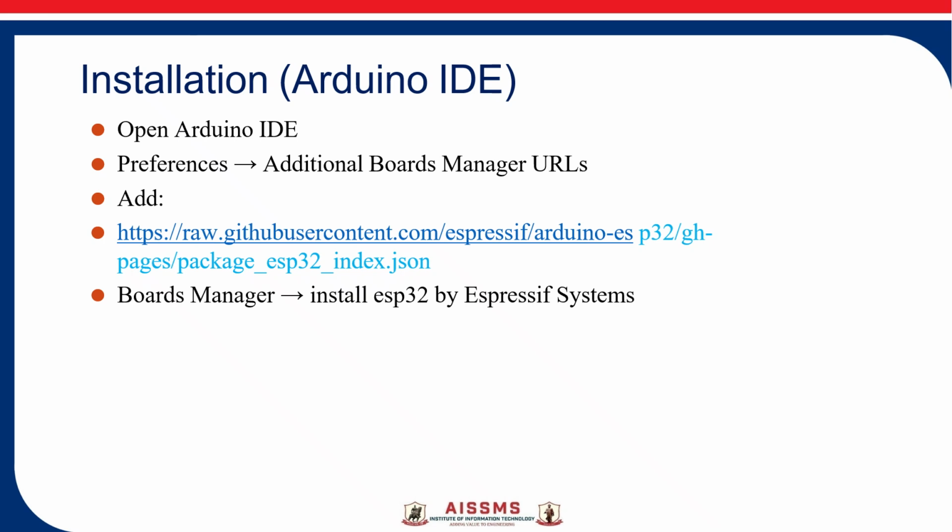Open Arduino IDE, then go to Preferences, Additional Boards Manager URLs. These are the links for the installations. Then in the Boards Manager, install ESP32 by Espressif Systems. Then run the installer and follow the on-screen instructions. Once installed, launch the Arduino IDE.